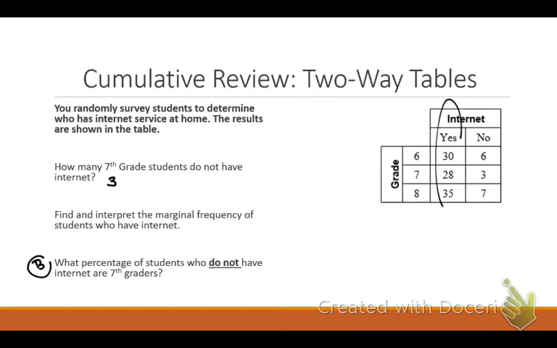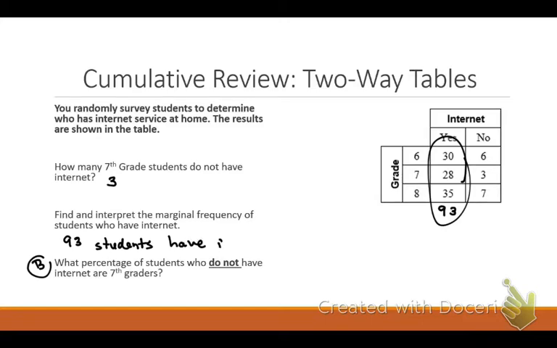Okay, look, internet, yes. Internet, no. So then you go to 7th grade. 28 7th graders had it. 3 did not. Okay? All right. So find and interpret the marginal frequency of students who do have internet. So what are you going to do? You're going to add all 3 numbers together. 93. So all you say is 93 students have internet.